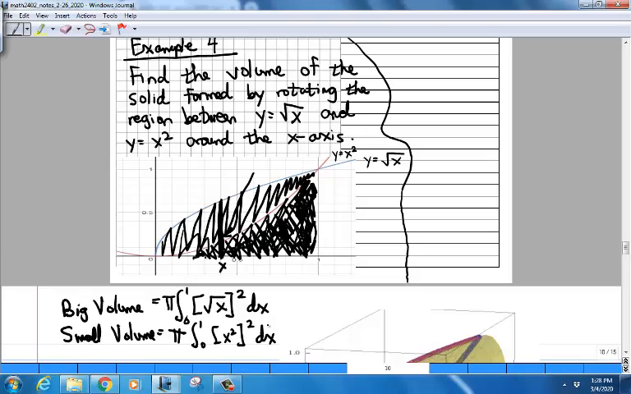Now, how can I take those two volumes and get the volume I was really interested in, which was just this piece rotated around the x-axis? I just wanted the area between the two curves rotated around the x-axis. So how can I derive that from these two volumes that I've already computed? You said it. What?